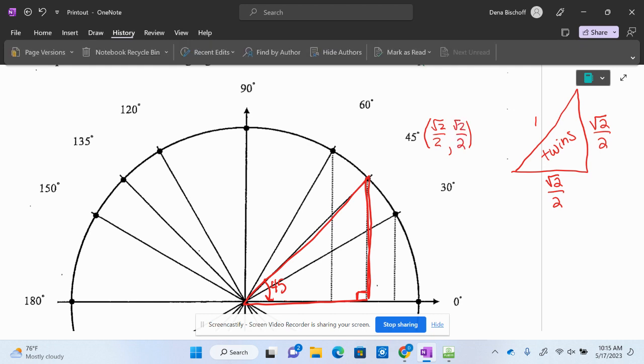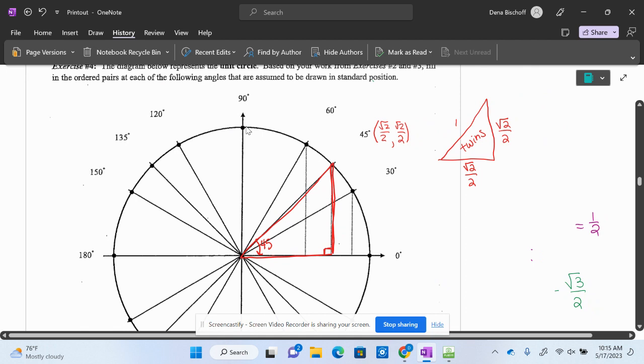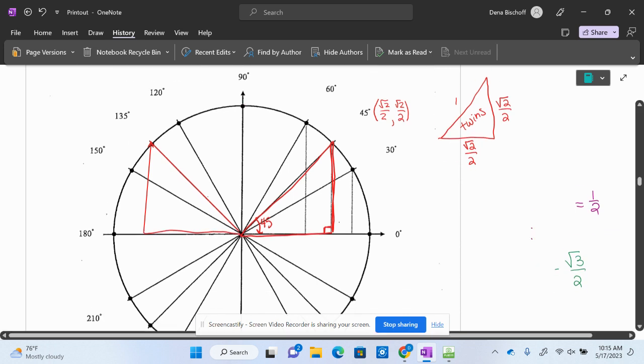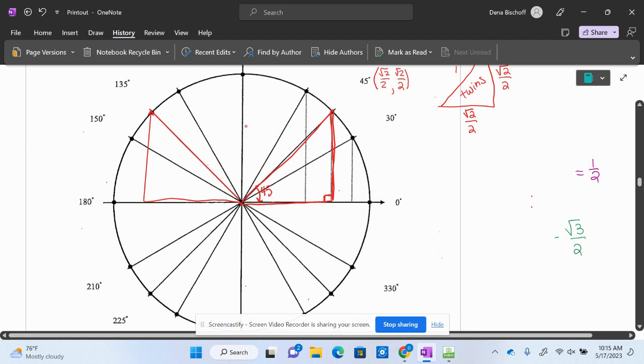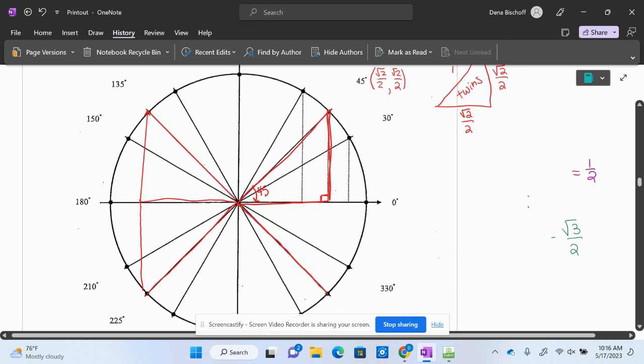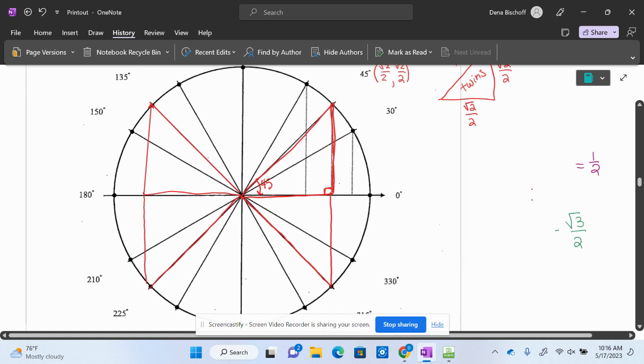Okay? So let's think about identifying all of the angles that have 45 degrees as their reference, meaning this angle right here. This is made from a 45-degree angle. 45 degrees would be the reference angle. I also have this angle right here, and I have this angle right here. So I've identified my 45s.